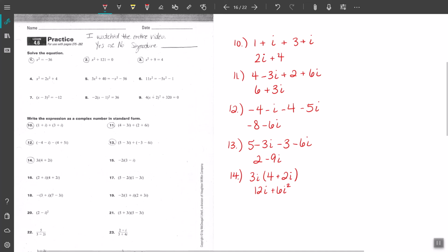At the beginning, when I gave you the notes at the very beginning of the video, I said that i squared equals negative 1. So we can simplify this. This right here is going to stay 12i, but this is 6 times negative 1. I'm pulling that i squared out, and I'm going to plug in negative 1 because we can simplify it with that negative 1 because we know what i squared equals. So then we end up with 12i minus 6.